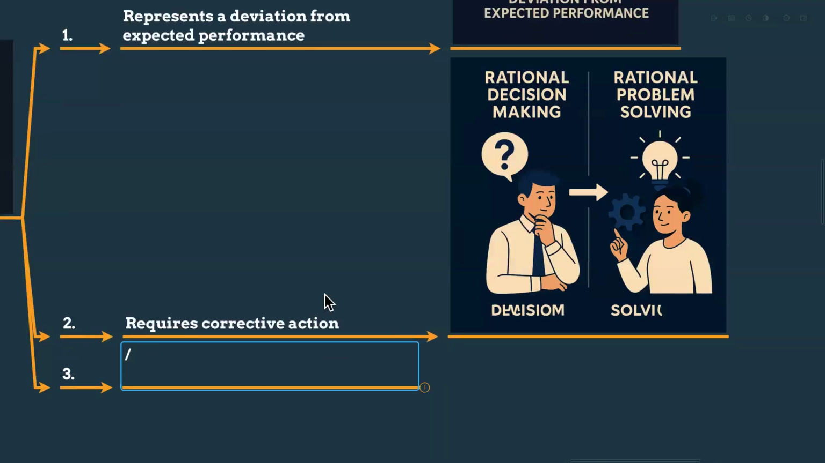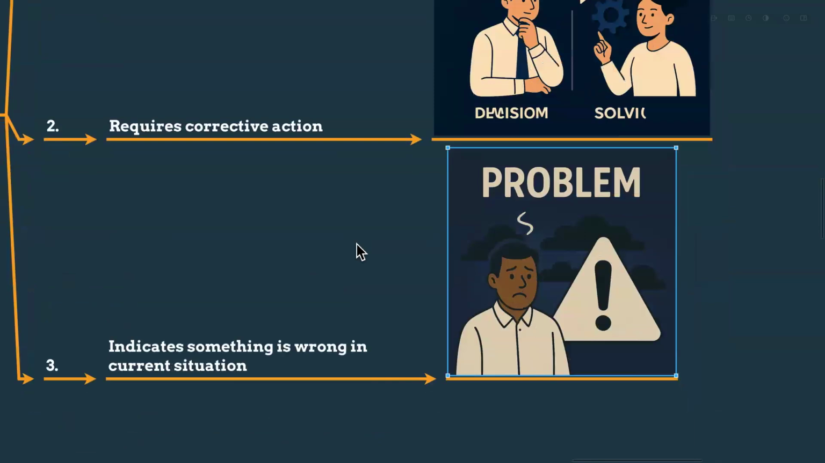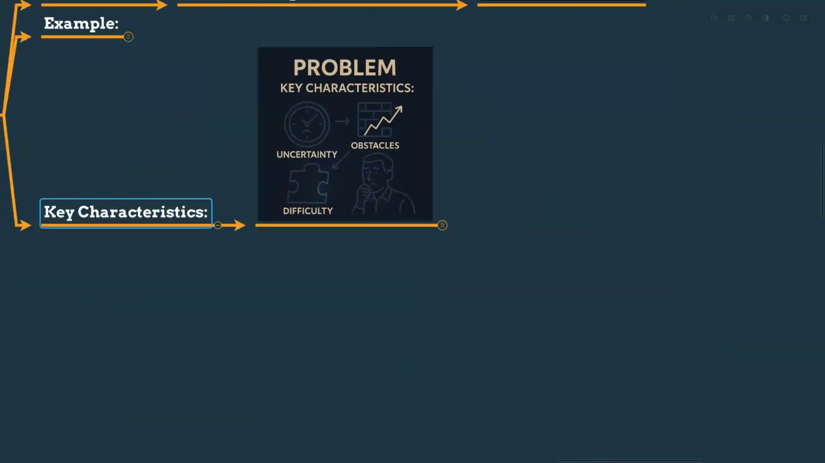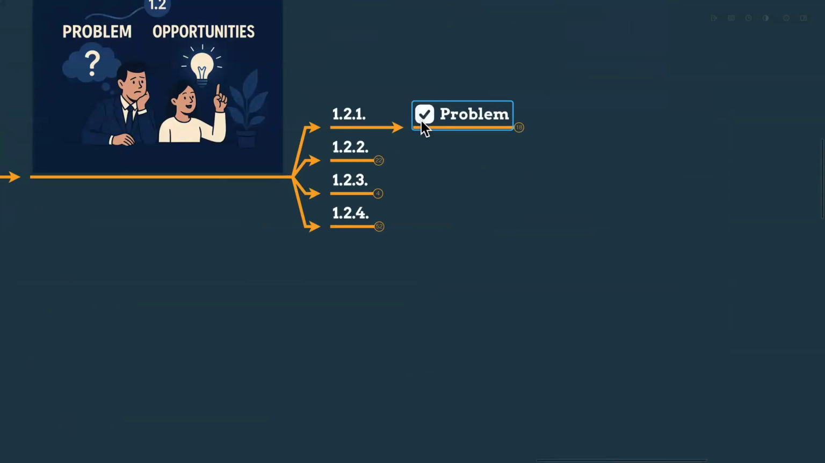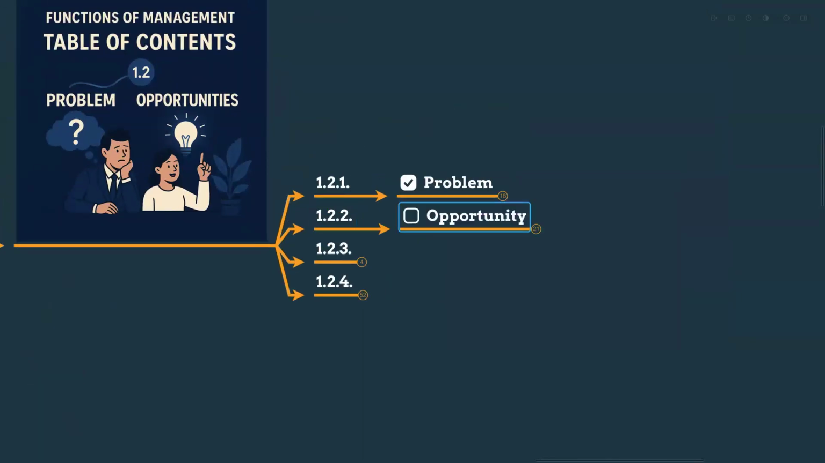At the same time, it indicates something is wrong in the current situation. These are the characteristics of a problem, right? So this is how we are seeing a problem, right?